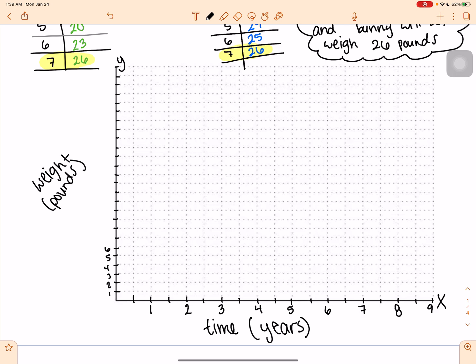Another thing you guys could have done is gone up by 2s. So we could have gone 2, 4, 6, 8, 10, 12, 14, 16, 18, 20, 22, 24, 26. So sorry, I keep hitting my glass. So you could have done that, or you can spread it all the way up. So it's totally up to you how you want to graph that.